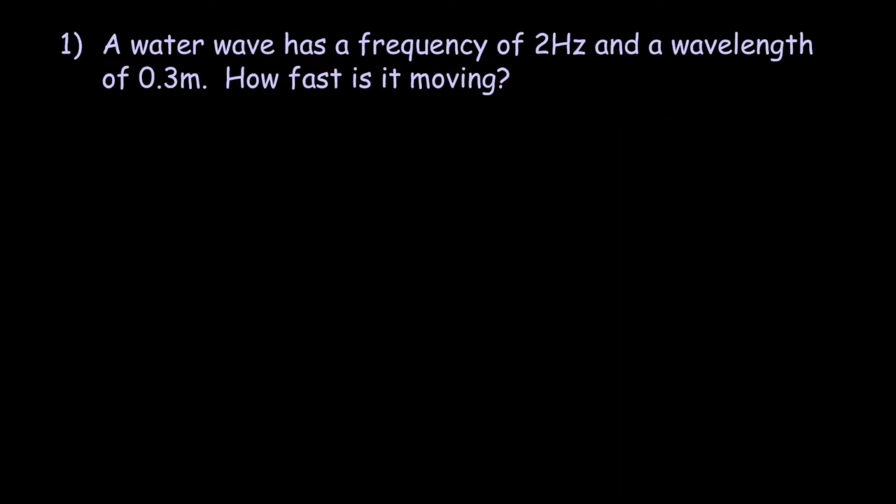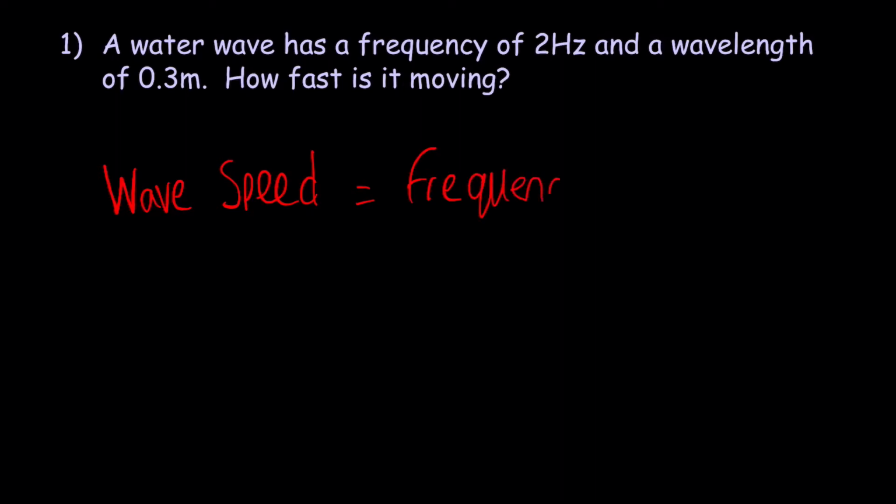In this first question, you're asked to find the wave speed when a wave has a frequency of 2 hertz and a wavelength of 0.3 meters. The way we do that is using the equation wave speed equals frequency times wavelength. And this is an equation you need to be able to remember.